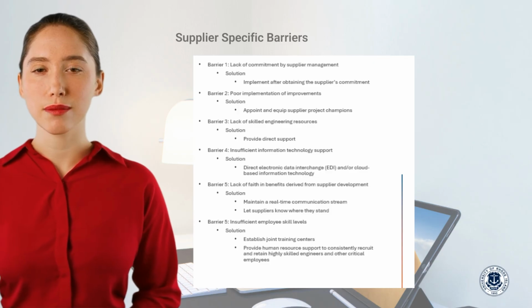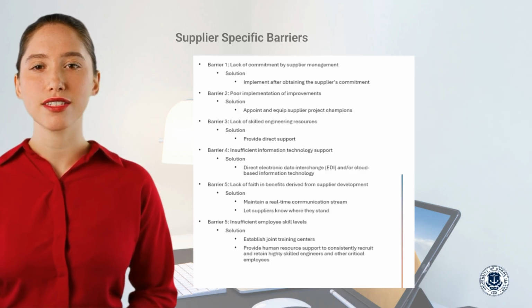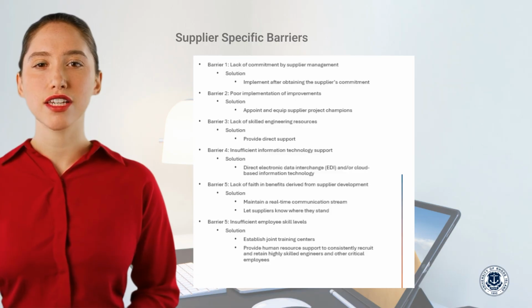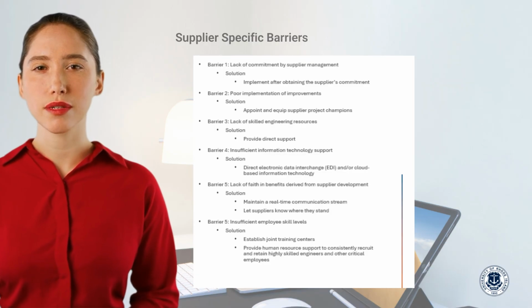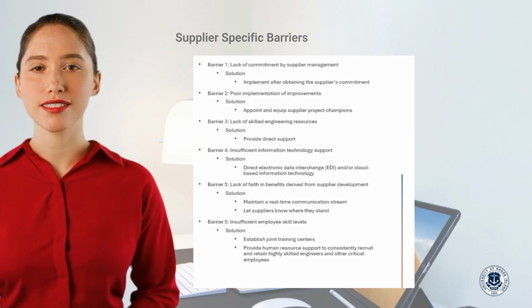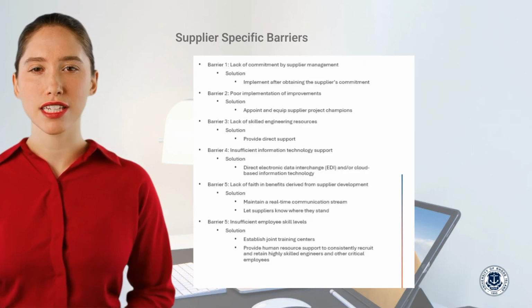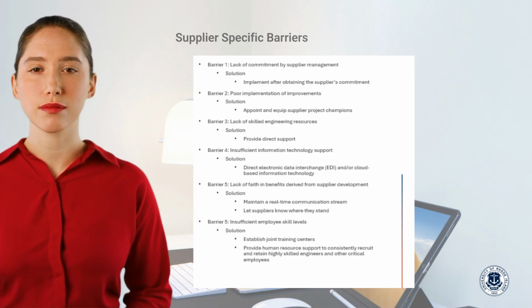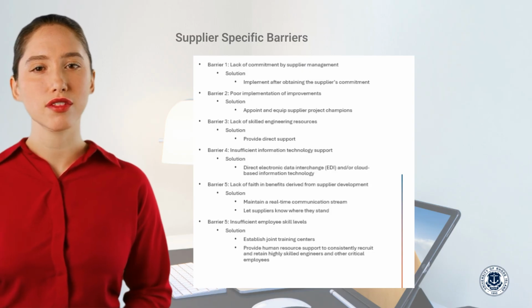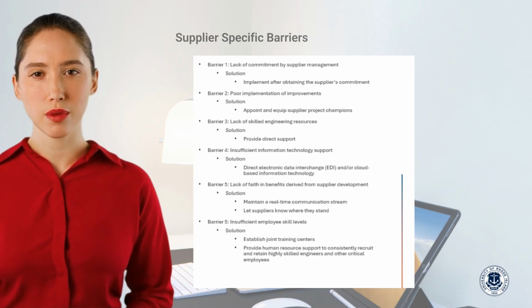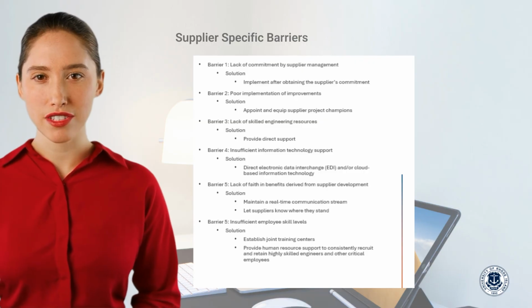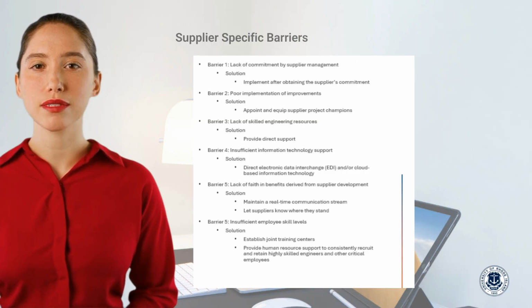Some barriers to supplier development originate inside the supplier organization itself. Even when the buyer is supportive, improvement cannot occur unless the supplier has the capability and commitment to follow through. The first barrier is lack of commitment from supplier management. If leadership is not fully supportive, improvement efforts quickly lose priority. Buyers should begin development only after obtaining clear managerial commitment from the supplier.